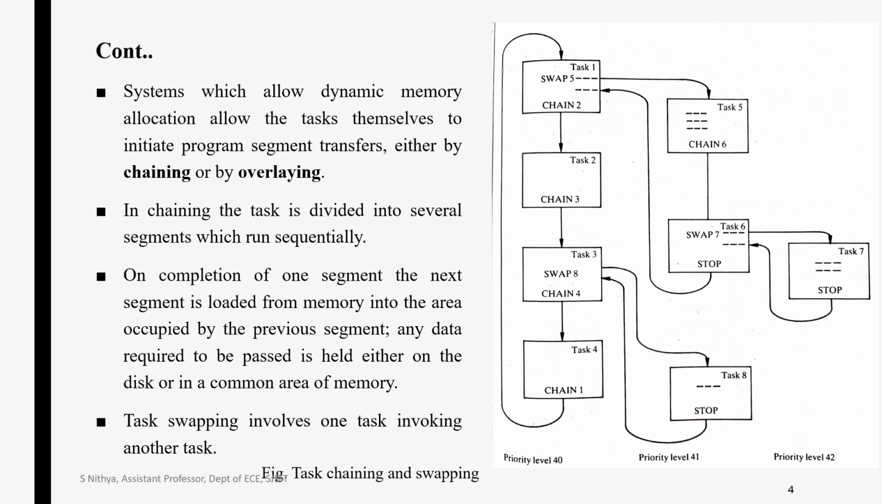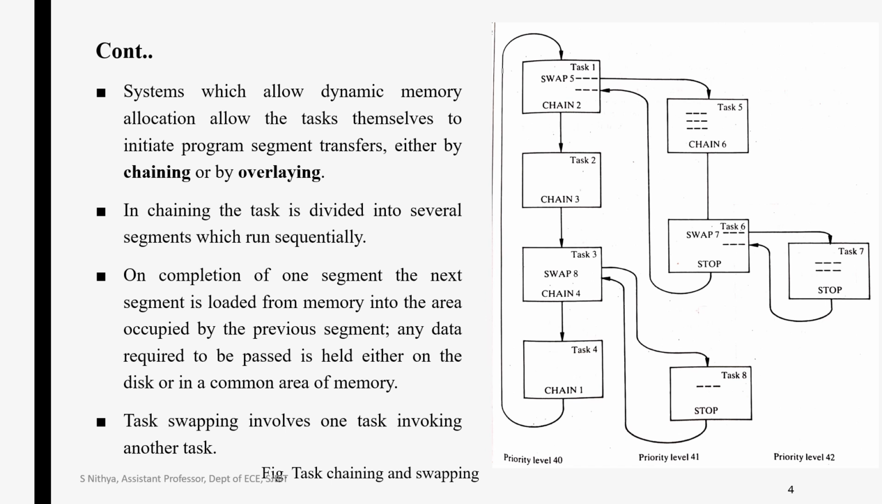The system which allows dynamic memory allocation allows the tasks themselves to initiate the program segment transfer, either by chaining or by overlaying. In chaining, the task is divided into several segments which run sequentially. On completion of one segment, the next segment is loaded from memory into the area occupied by the previous segment. Any data required to be passed is held either on the disk or in a common area of the memory. Then there is task swapping.